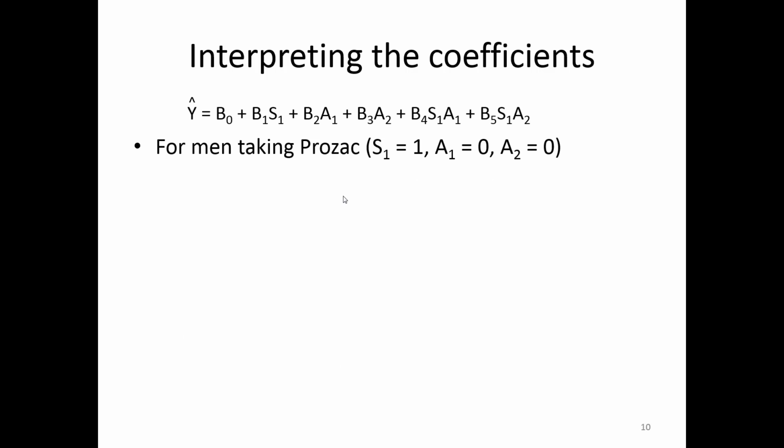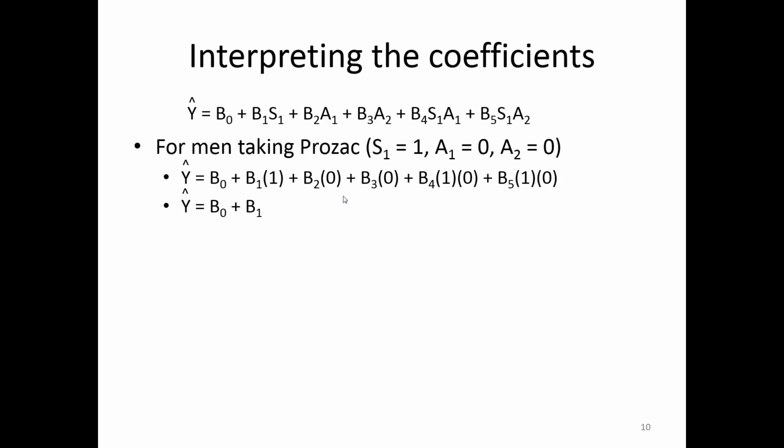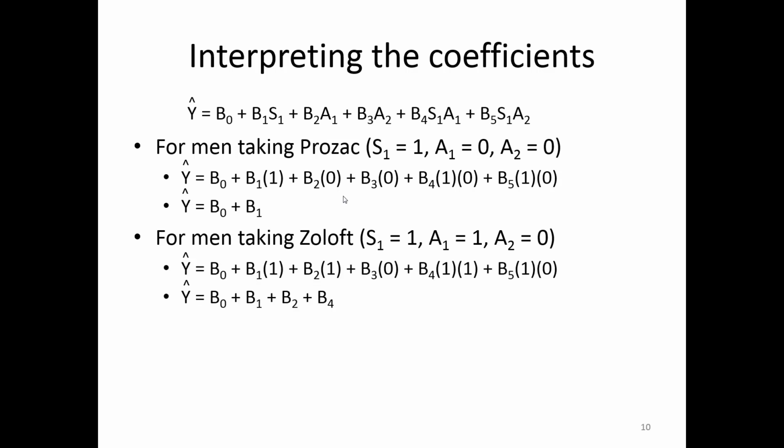Okay, and then for men, we kind of do the same thing. It gets a little bit more complicated because we need more interaction terms. For men taking Prozac, now S1, sex, equals 1, but then A1 and A2, the 2 antidepressant codes, equal 0. So we plug those values in. We get Y equals B0 plus B1. So that gives us the predicted value for a man taking Prozac on depression. And then for men taking Zoloft, we plug in 1 for S1 and then 1 for A1, 0 for A2. Okay, so plug those in, and so we see we now have an interaction term we're actually using over here. So this was S1 and A1, they both equal 1, so 1 times 1 is 1. So now the combination of these 4 coefficients gives us the predicted depression score for a man taking Zoloft.